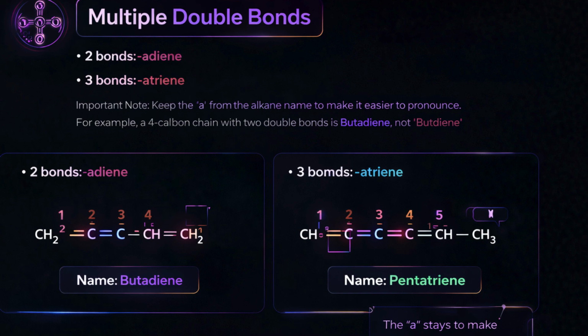Finally, notice the small note at the bottom. The a stays to make it easier to say. This reinforces the pronunciation rule we discussed earlier.